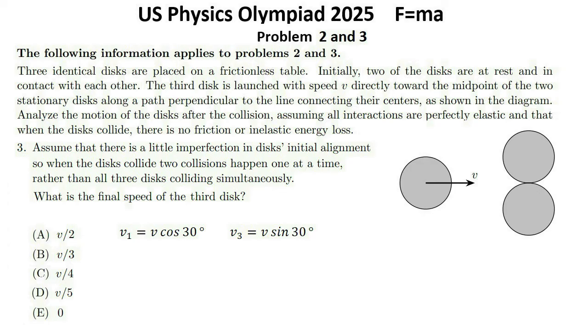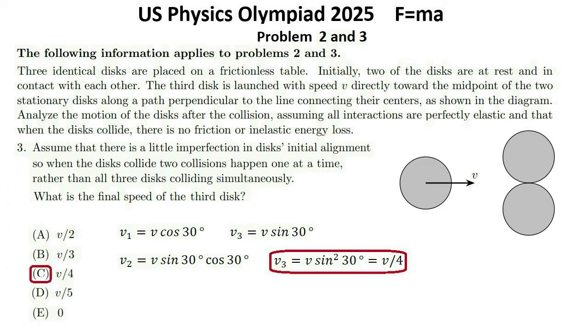The third disk is now moving in a direction that's 60 degrees off from the line connecting its center with the center of the disk that's still at rest, the second disk. So after the second collision, the disk that was at rest will gain speed of v cosine 30 degrees sine 30 degrees and the third disk will have speed v3 equals v sine squared 30 degrees, which is v over 4. This is answer 3, and that was the solution for problem number 3.